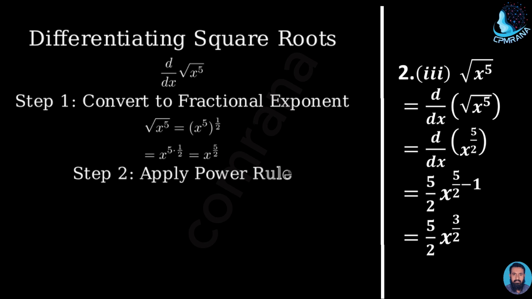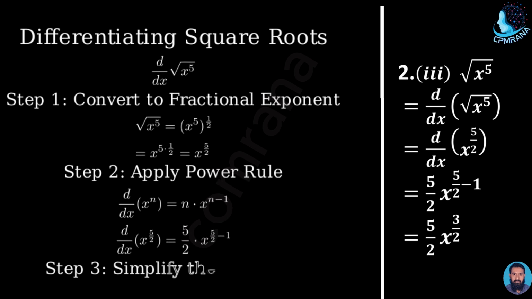Now that we have our expression in terms of a power of x, we can use the power rule for differentiation. The power rule states that when we differentiate x to the n power, we multiply by the power and reduce the exponent by 1. Let's apply this rule to our problem. Our n is 5/2, so we multiply by 5/2 and subtract 1 from the exponent.